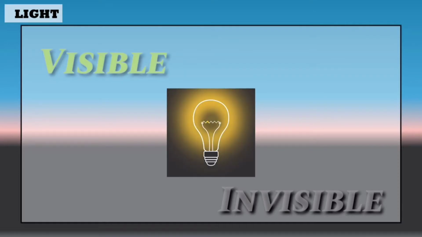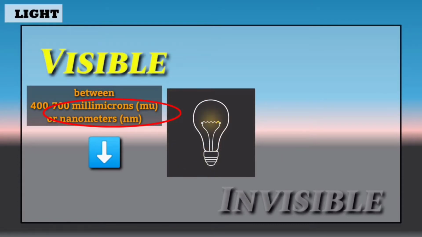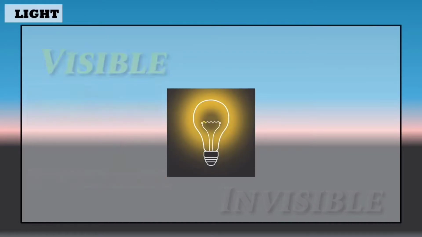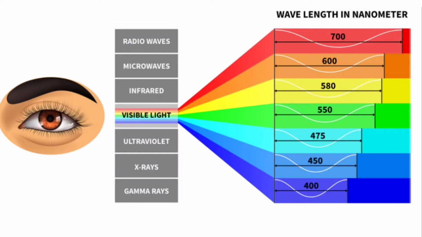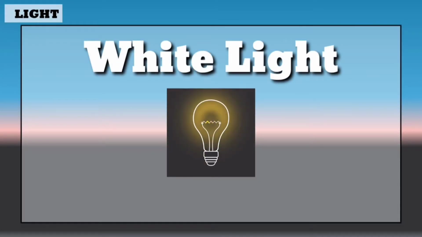Visible light is a type of light that produces different sensation when reached the human eye. It has a wavelength of between 400 to 700 millimicrons or nanometer. It also consists of 7 colors: the red, orange, yellow, green, blue, indigo, and violet, or known as the rainbow colors. Red has the longest wavelength and violet has the shortest wavelength. The presence of all colors is called white light.